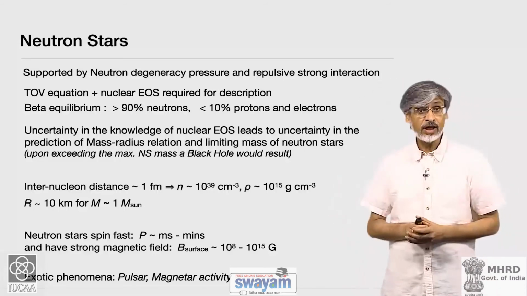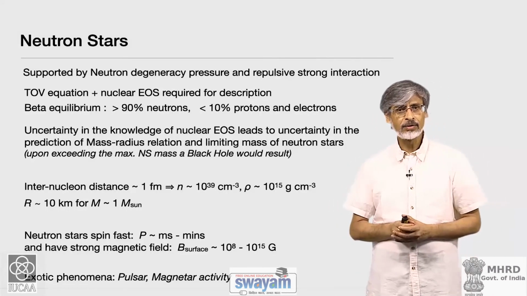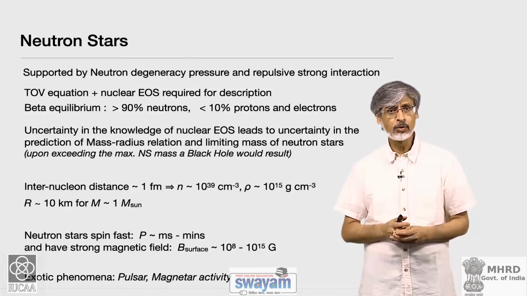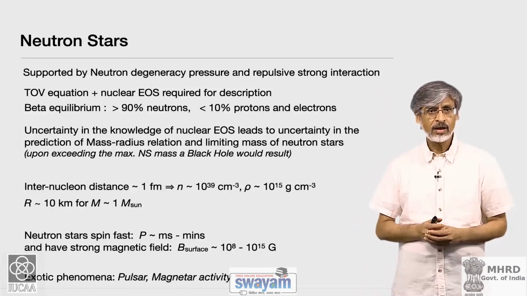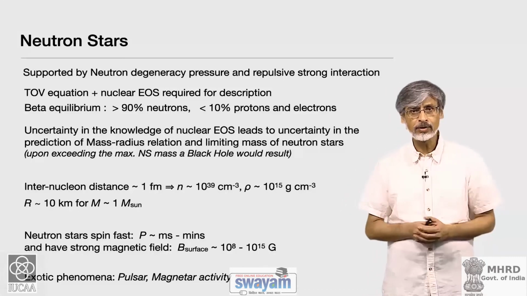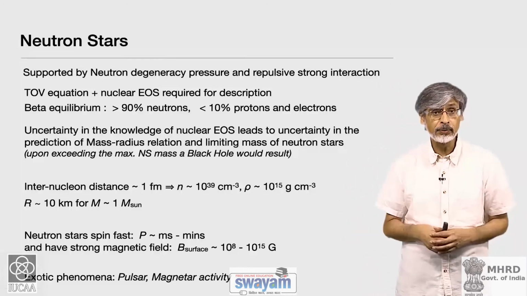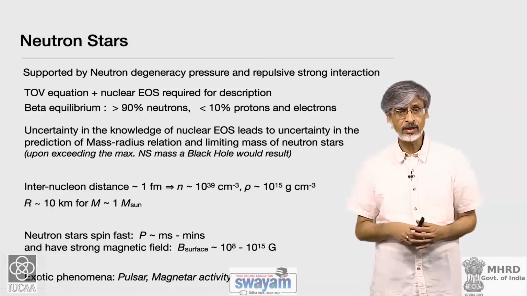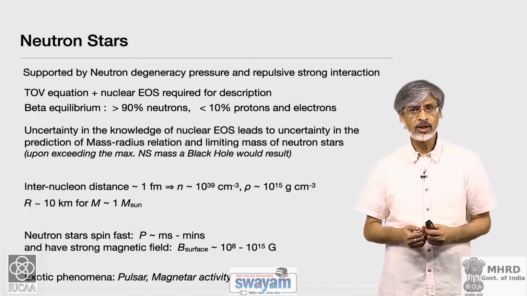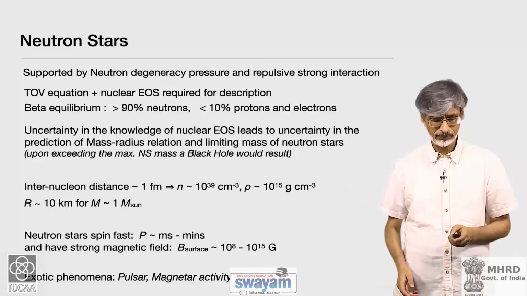We also know that neutron stars actually spin very fast. The spin periods of neutron stars are known to be in the range of a few milliseconds to a few minutes, and they also have strong magnetic fields in the range 10 to the power 8 to about 10 to the power 15 Gauss. So, these give rise to exotic phenomena like pulsars, magnetar activity and so on, which we will cover in some of our future modules.